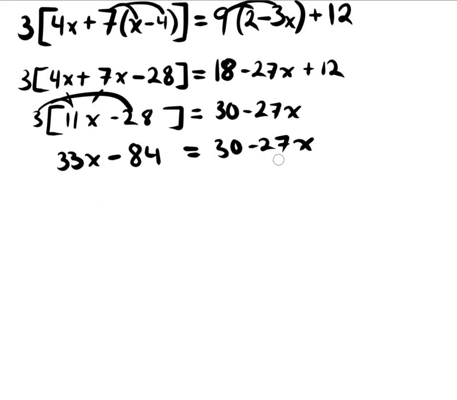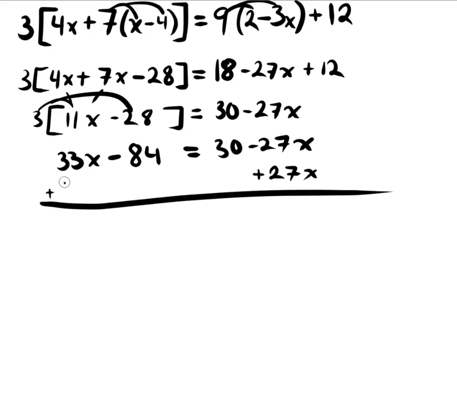The reason I want to know which one is smaller is I want to keep my x as a positive. So this is the smaller x. It's negative 27x, right? So I'm actually going to work with this one. I'm going to get a positive 27x to cancel out the negative 27x on this side. And that means I'm going to add 27x on this side, right? So that's going to give me 60x minus 84 is equal to 30, because these two here cancel out, right?